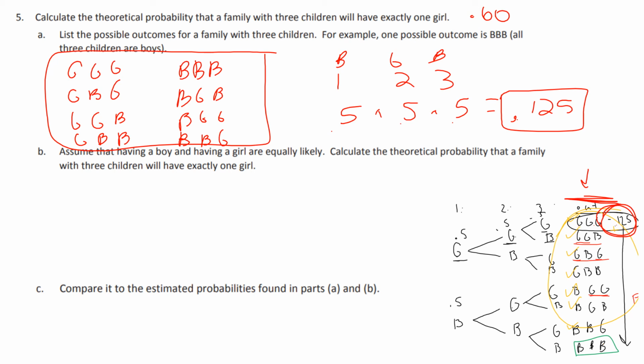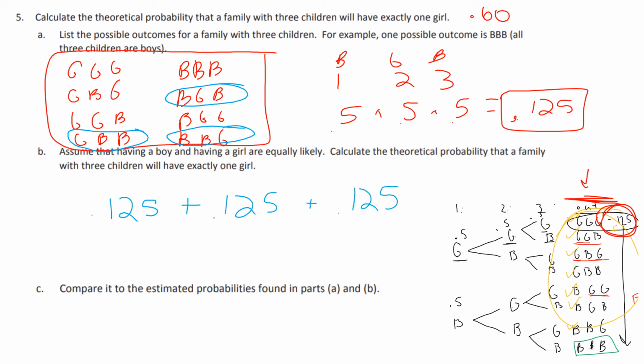So calculate the theoretical probability that a family with 3 children will have exactly 1 girl. So now we have to look at all of our possible outcomes and see how many have exactly 1 girl. So right here, girl, boy, boy is 1 girl, and boy, girl, boy is 1 girl, and boy, boy, girl is 1 girl. So now we know that these are all 0.125, and we are going to add up 0.125 3 times because it occurs 3 times. So the probability of having exactly 1 girl is just adding these up.